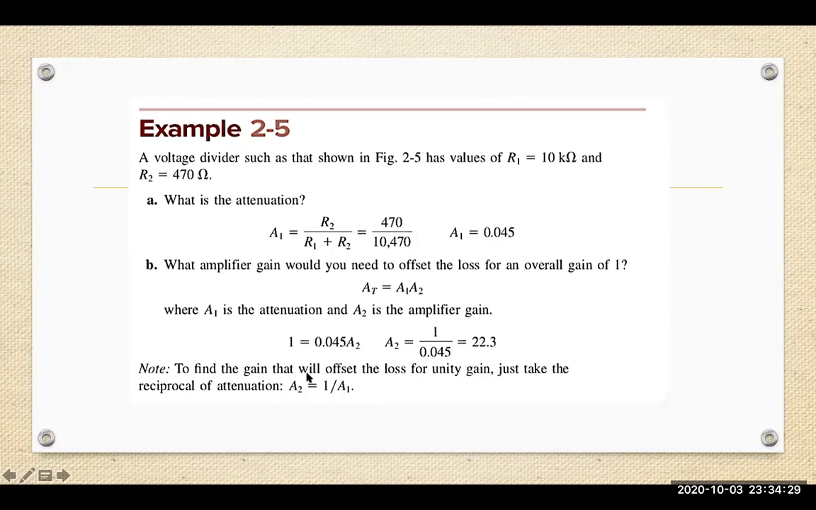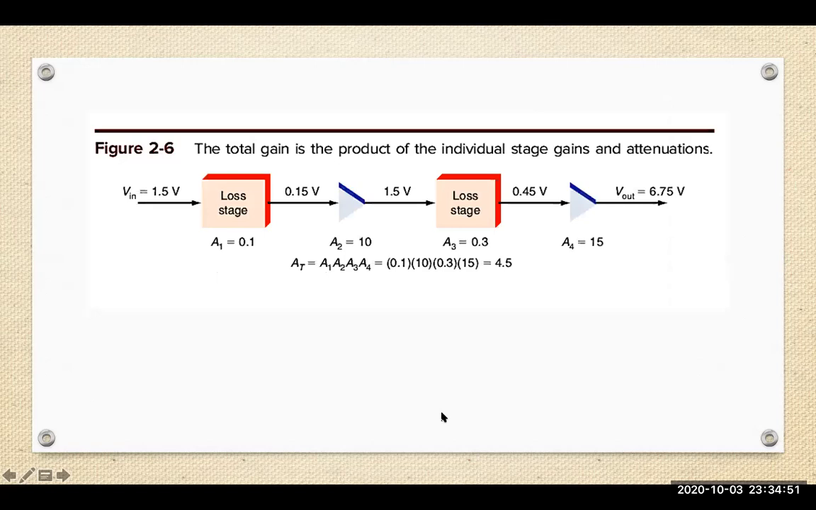So to find the gain that will offset the loss for unity gain, just take the reciprocal of attenuation. This is just another reminder. So just the reciprocal, just like this: 1 over A sub 1 is the gain to offset the loss for unity gain.